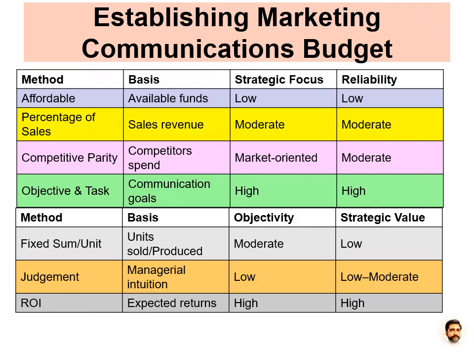On your screen you can see a matrix format with a comparative analysis of these seven methods on the basis of strategic focus and reliability. To sum up quickly, the affordable method is about the availability of funds. The percentage of sales method is about sales revenue. Competitive parity is about competitor spend, how much money the competitor is spending. The objective and task oriented method depends upon the communication goals. The fixed sum or unit method depends upon the units sold or produced. The judgment method depends upon managerial intuition, and the ROI or return on investment method depends upon the expected returns.